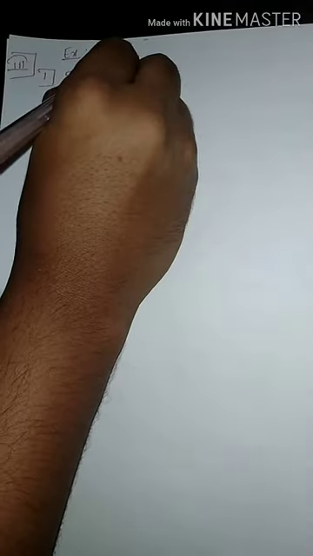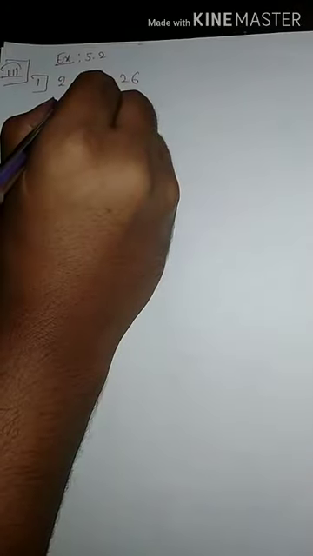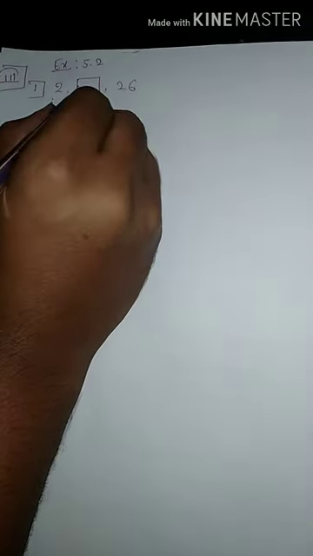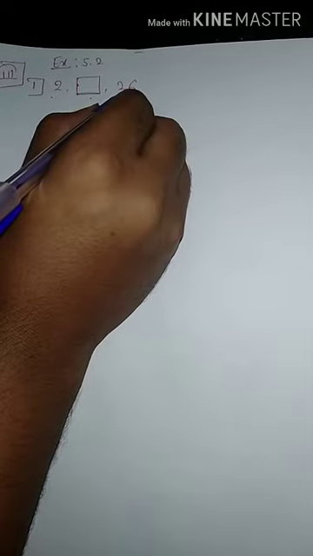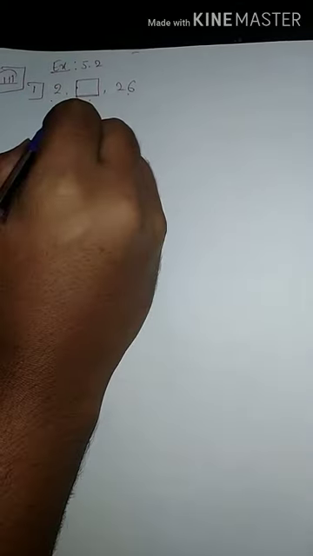So the first example: 2, missing term, 26. Here we have to find the second term. It is in an AP, and here the first term is 2, the second term we don't know, and the third term is 26. But we know how to find the common difference.